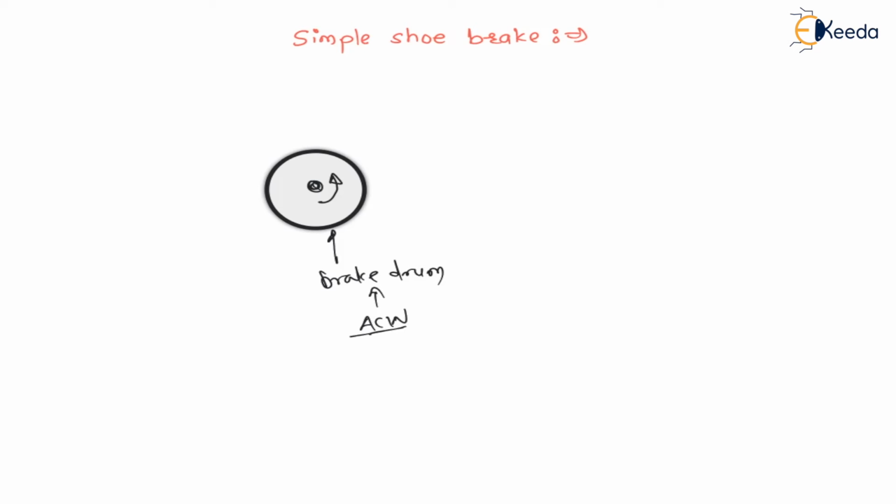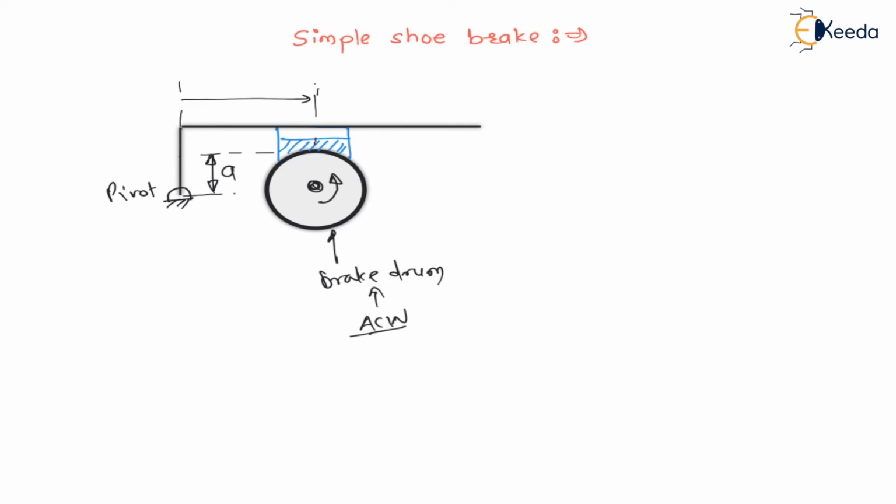And let us say there is a brake shoe with friction material, and there will be a lever like this. Now for this lever, let us say it is pivoted at this location. From the friction material, the pivot is at a vertical distance a, and the horizontal distance of the normal reaction from the pivot is x, right?